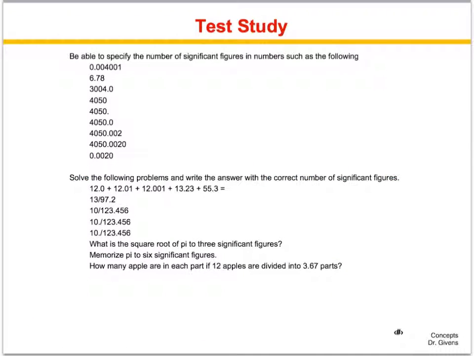Now, your turn to practice. Let's specify how many significant figures are in each one of these. First one has 4. The next one has 3. What about this one? All 8 of those are significant. What about this one? It has 2.